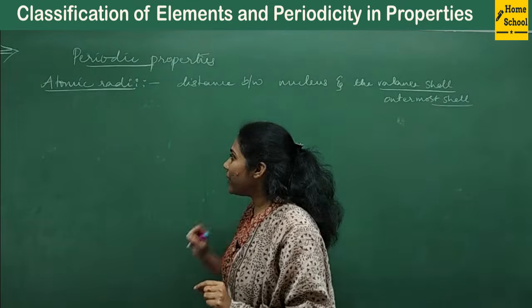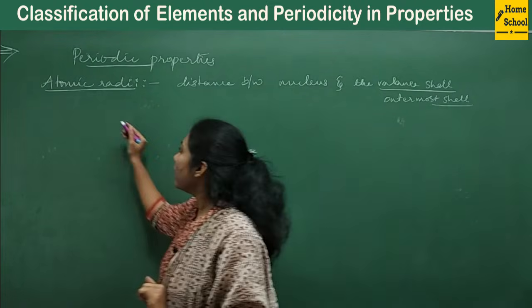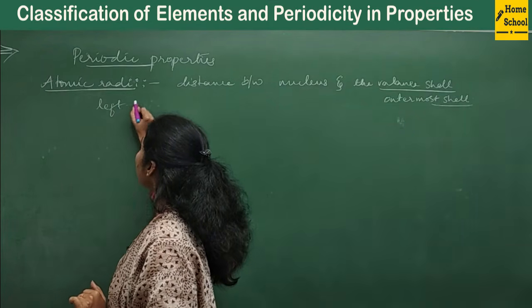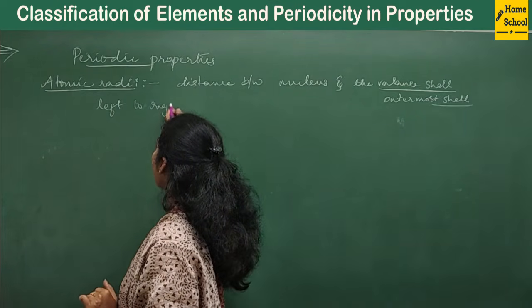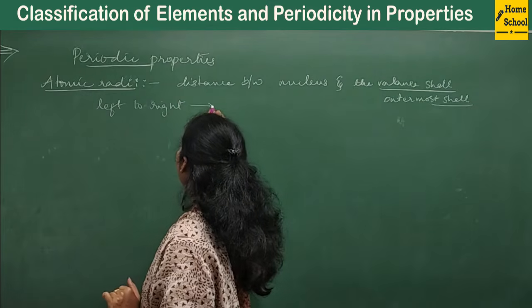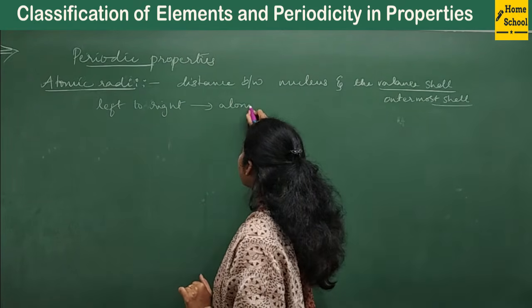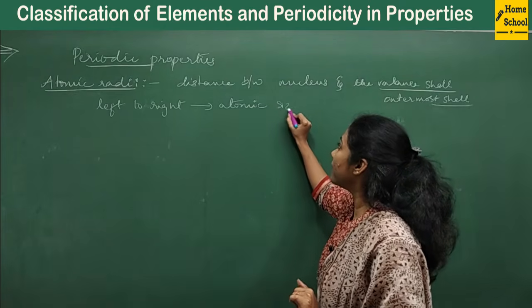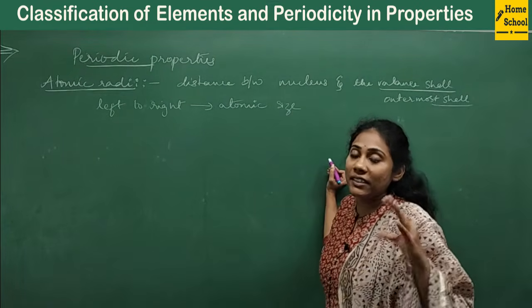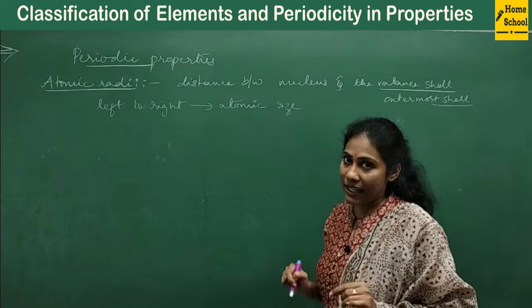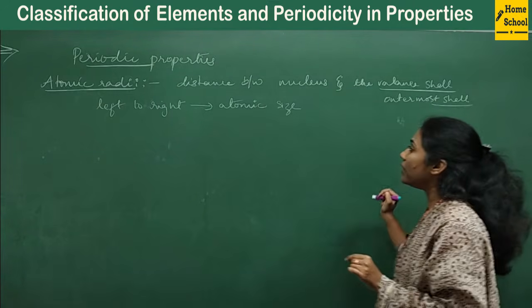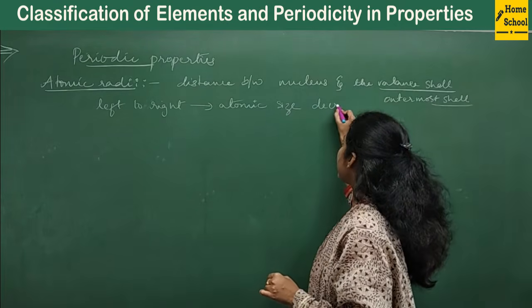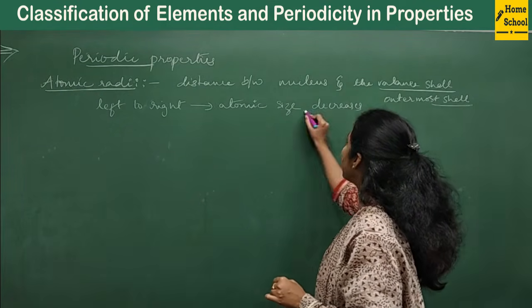See guys, everyone observe carefully here. As we move from left to right in a periodic table, our atomic size always decreases. This is really a very important thing. Actually, every other property depends on size, so you need to carefully understand this concept. Atomic size decreases. So what do you mean by this point?